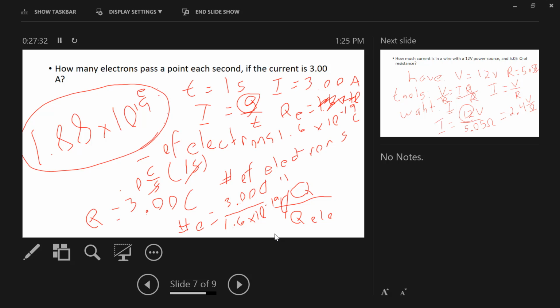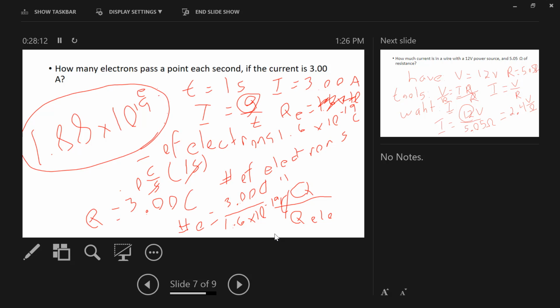The tools that we have: current is equal to charge divided by time, and that's good. We're getting in the right direction because we're figuring out an amount of something that passes by every point. But that's not the only tool we need. We also need to know the charge of an electron, and this is where we have our 1.6 times 10 to the negative 19. That's another tool. There wasn't enough space, so I brought it down here. Those are what we have.